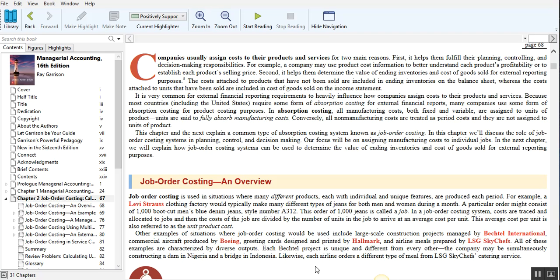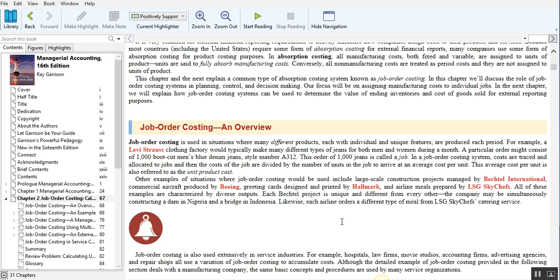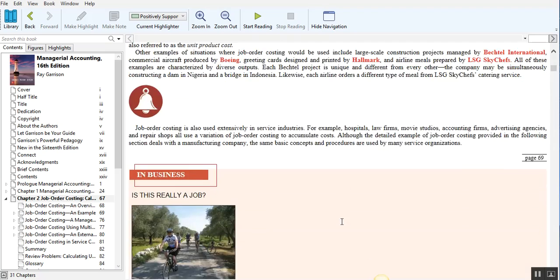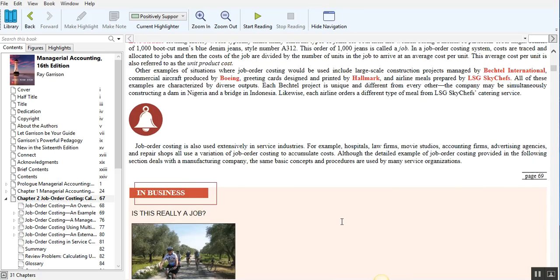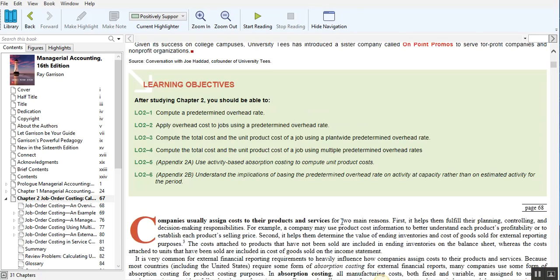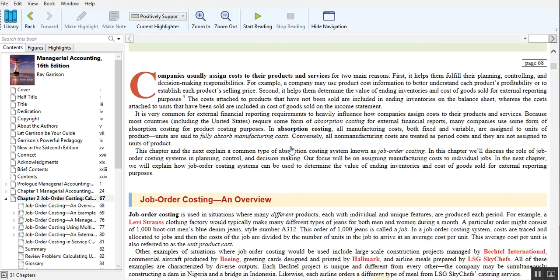This is Chapter 2 in Managerial Accounting, Job Order Costing, an overview. We're going to talk about what job order costing is in this chapter and really how we calculate specific items. Like here, we're going to talk about computing predetermined overhead rates, applying overhead cost to jobs, computing total cost and unit product cost, and then the total cost and unit product cost of a job using multiple predetermined rates.